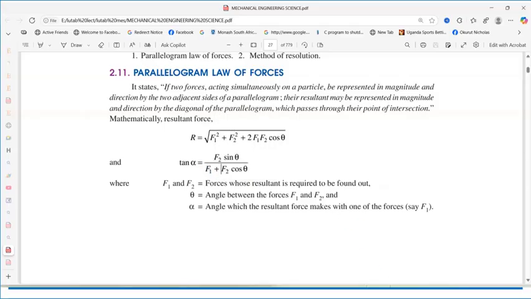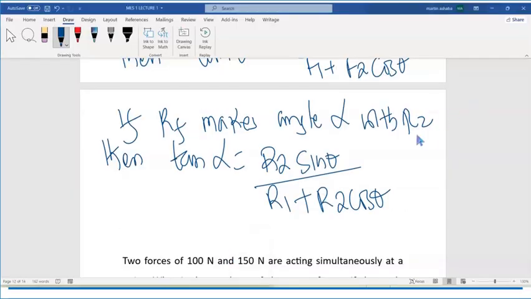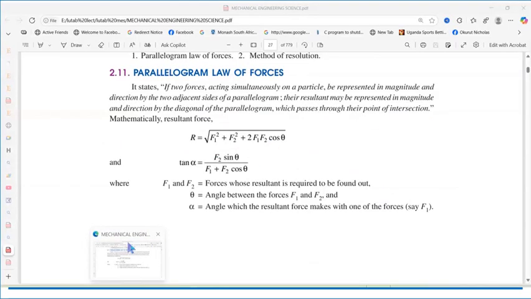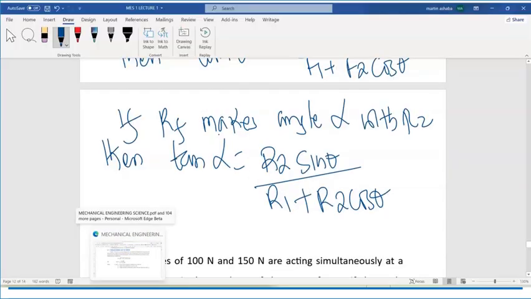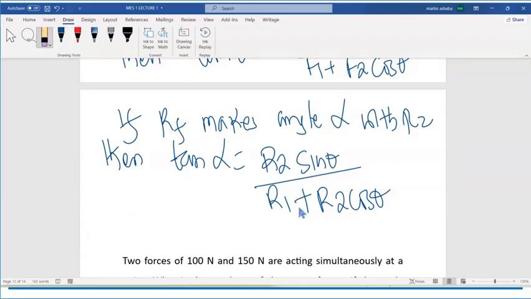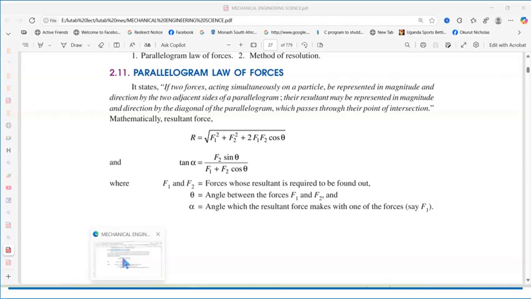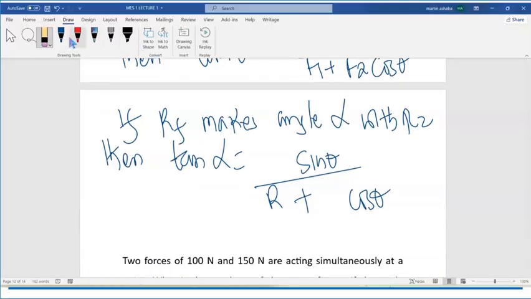So if it is R2, then this is how it would look like. So we need to rectify this. So this would be R2, this would be R1.